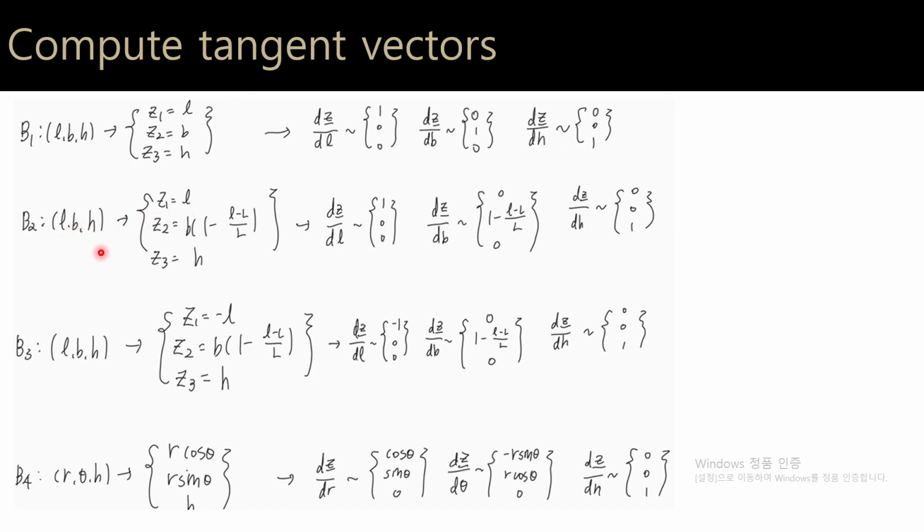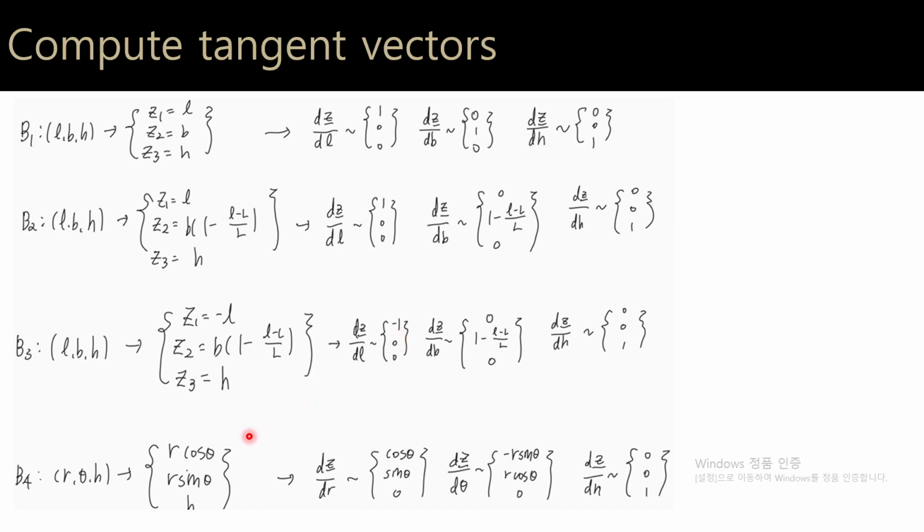And for part 2, it is parameterized as L, b times (1 minus small l over large L), and H. So the tangent vectors are like this. For part 3, L goes to minus L, so the tangent vectors go to minus 1.